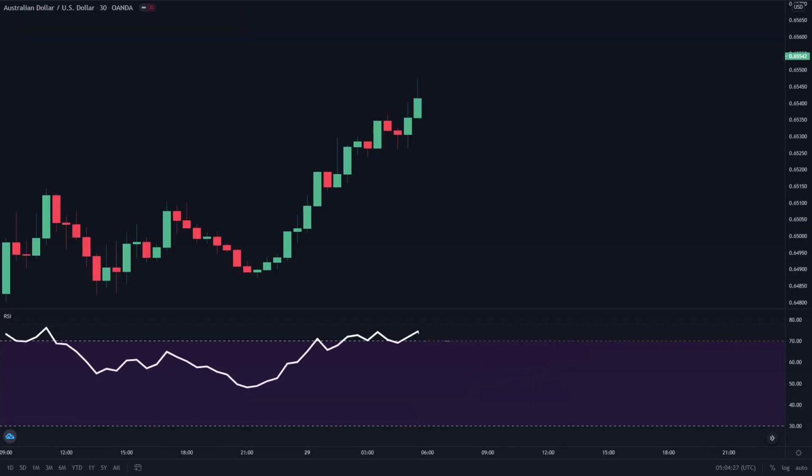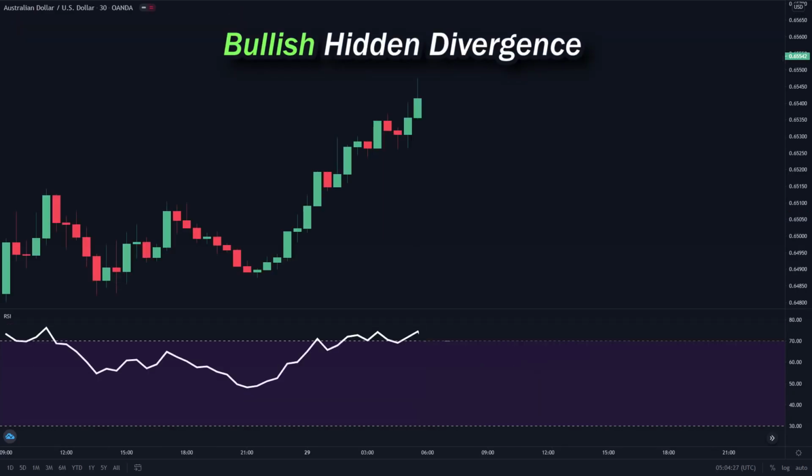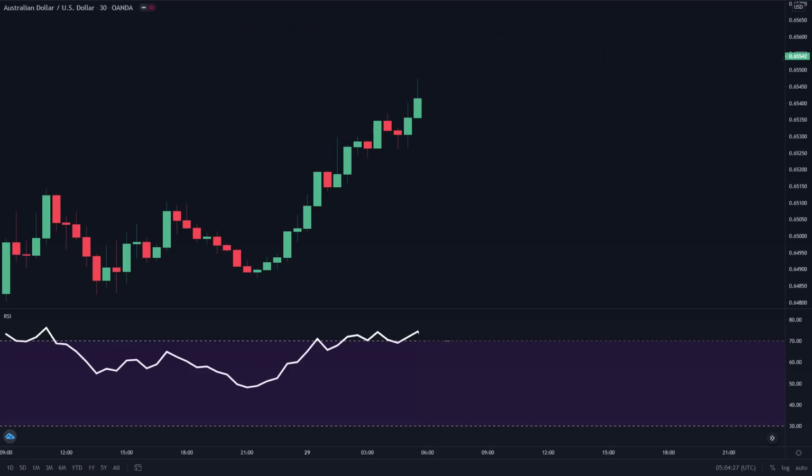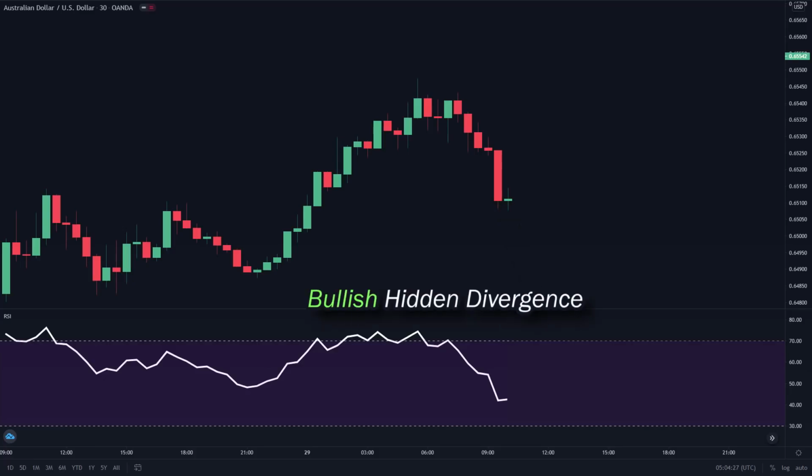So let me show you an example of what a bullish hidden divergence looks like. In this chart, we spotted an existing uptrend as prices are heading upwards while the RSI is also heading upwards. Next, we can see that the price made a small pullback. Now, if you're looking at this chart with the naked eye, you may think that this pullback is signaling a possible trend reversal.